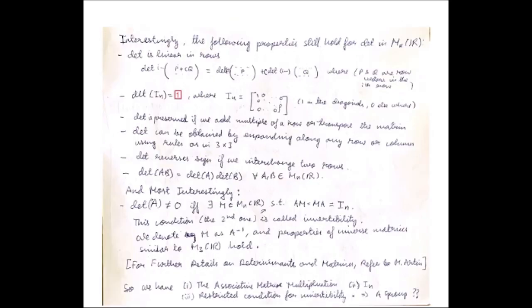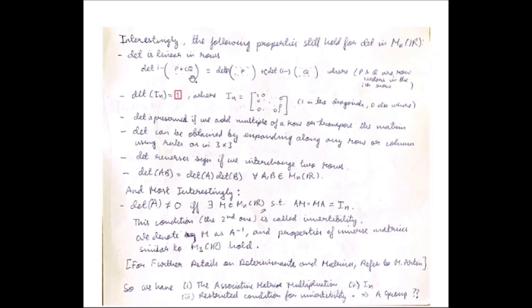Interestingly, a few properties of determinant in M3R continue to hold in MNR. First of all, determinant is linear in rows. So basically, you can split a row as P plus CQ. If the ith row is P plus CQ, then the determinant of this matrix turns out to be the determinant of P in the ith row, keeping all other rows the same as in this one, plus C times the determinant of Q in the ith row, keeping all other elements same as this one.